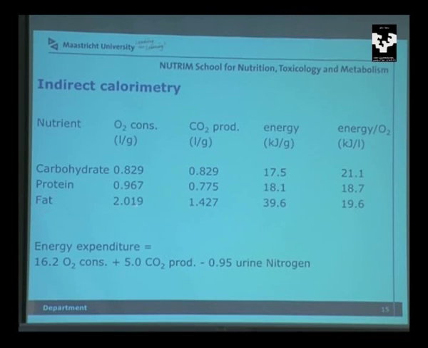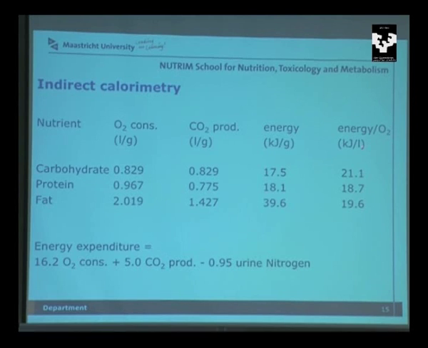You can see that for fat, to burn 1 gram you'll need a lot more oxygen, and actually a lot less CO2 will be produced. The energy released from fat is the highest: about 9 calories per gram, versus 4 calories per gram for the others. So fat has the highest energy content.